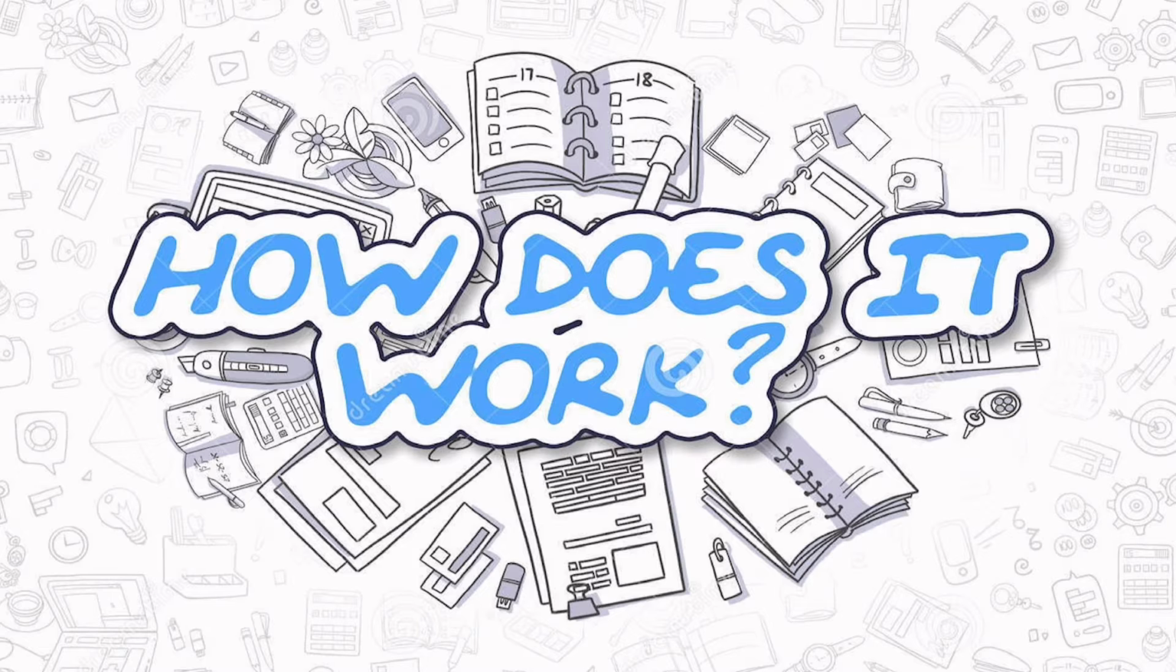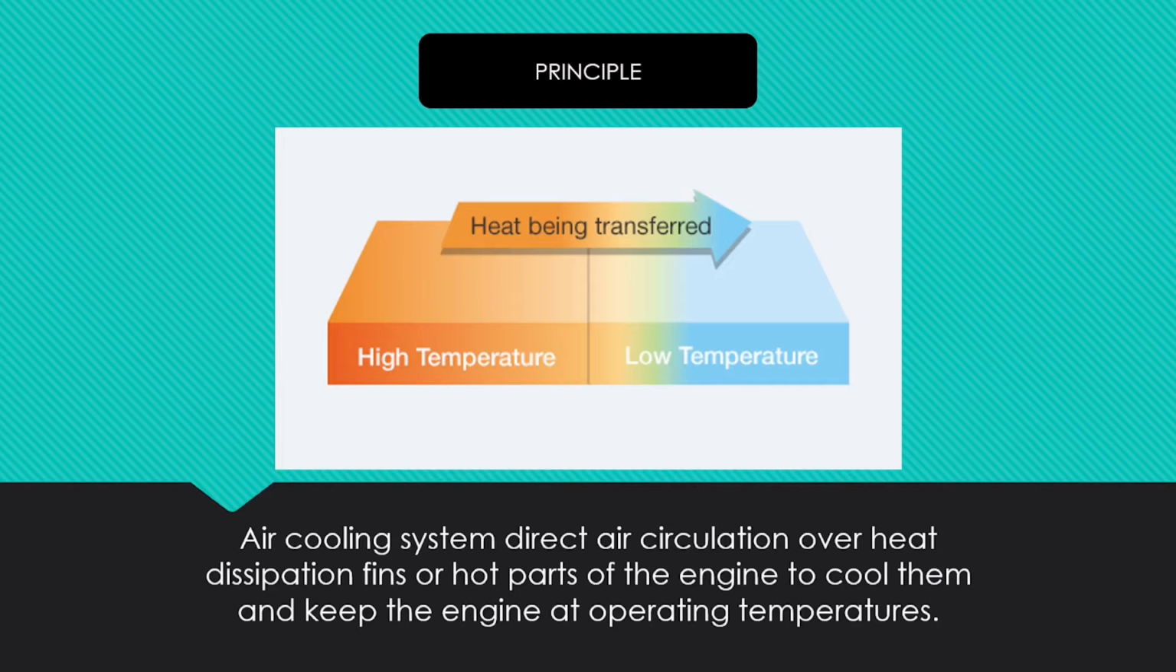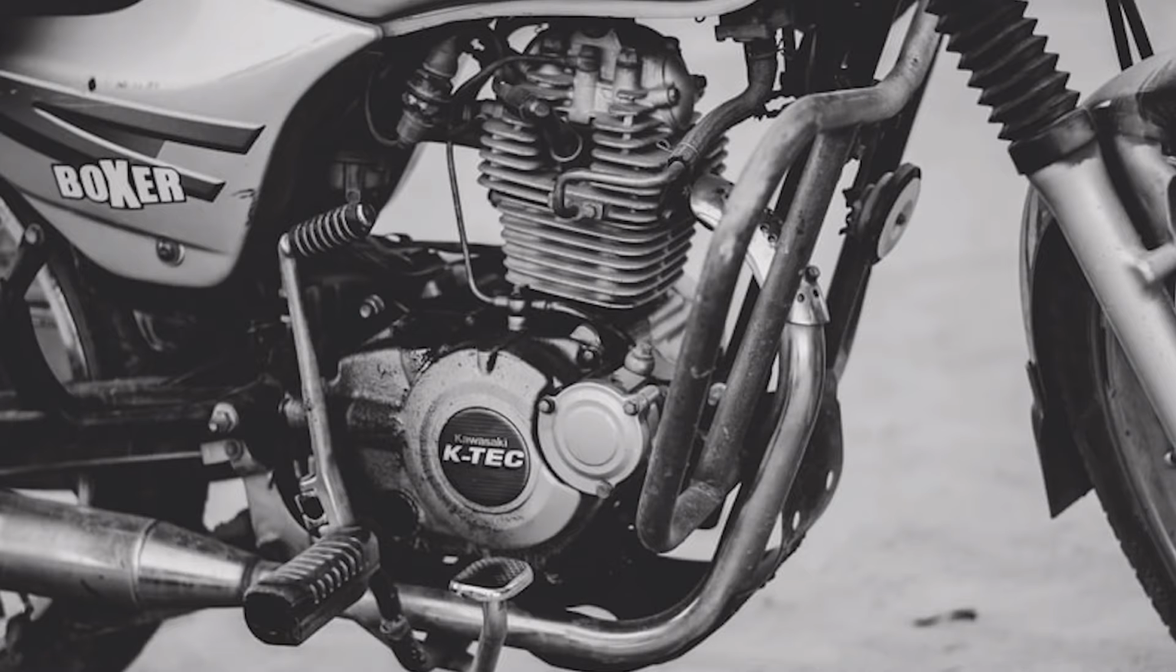How does it work? Air cooling system directs air circulation over heat dissipation fins or hot parts of the engine to cool them and keep the engine at operating temperatures. Now, this is an engine that uses an air cooling system. Many motorcycles use an air cooling system for the sake of reducing weight and complexity.